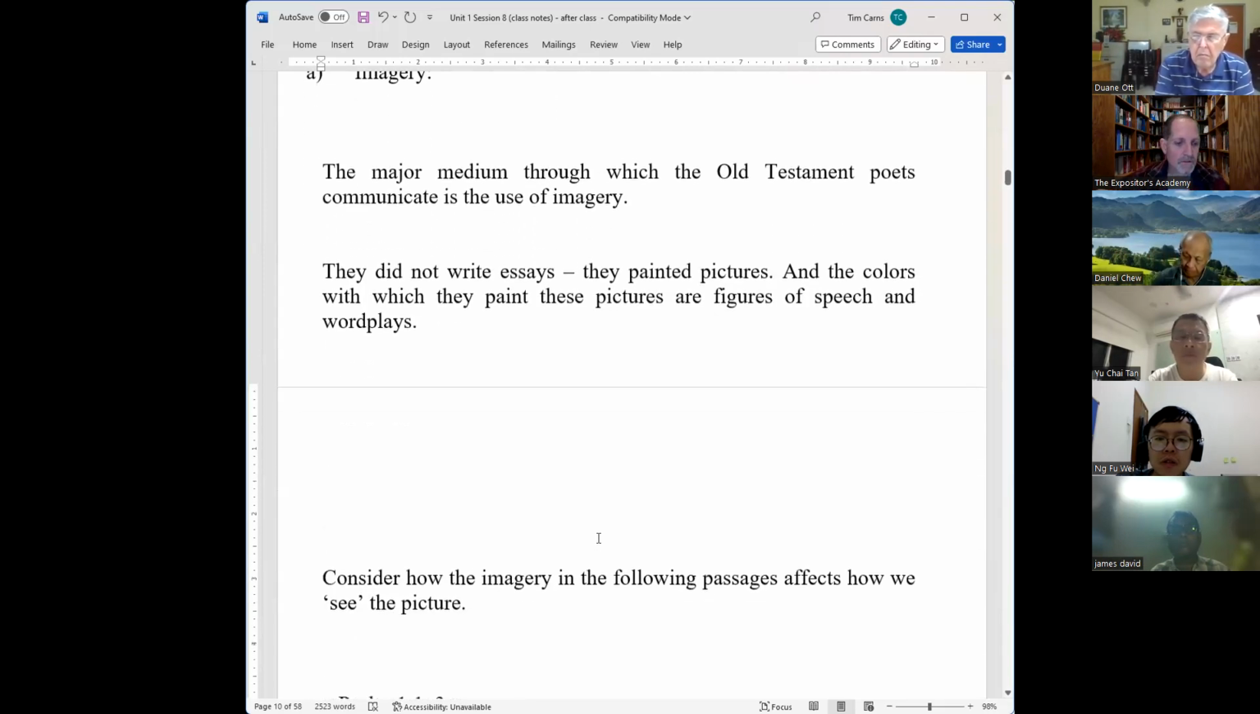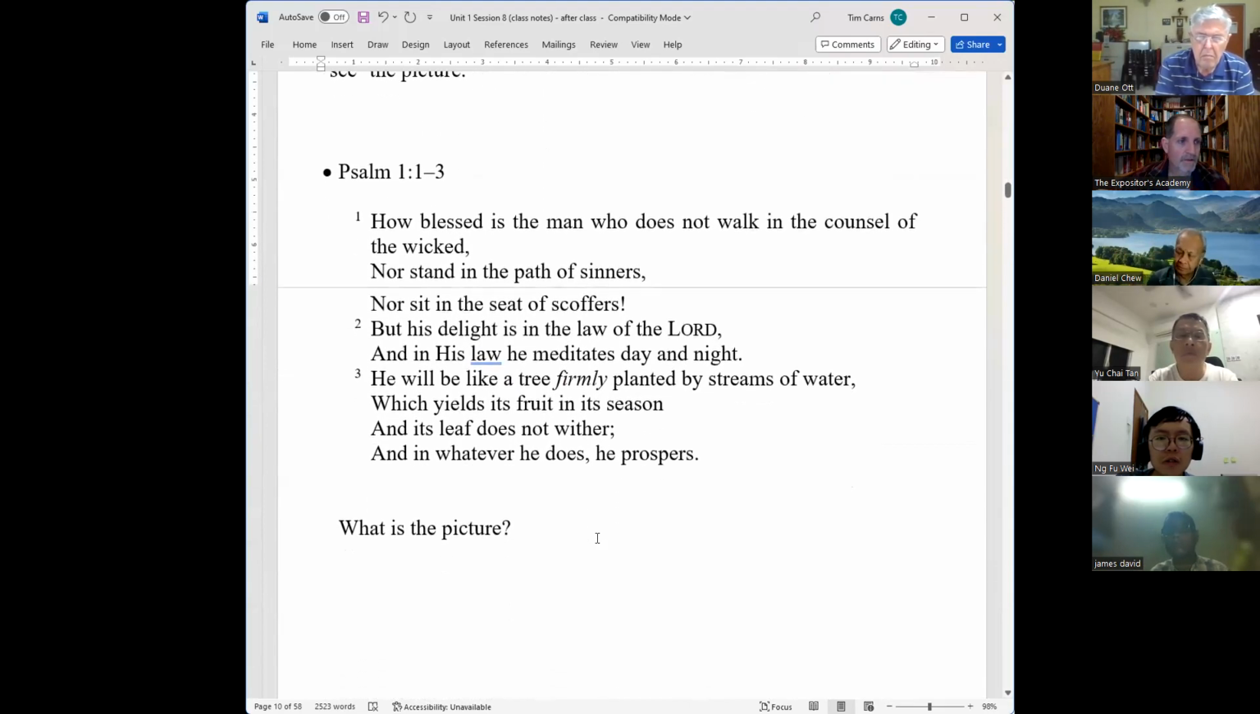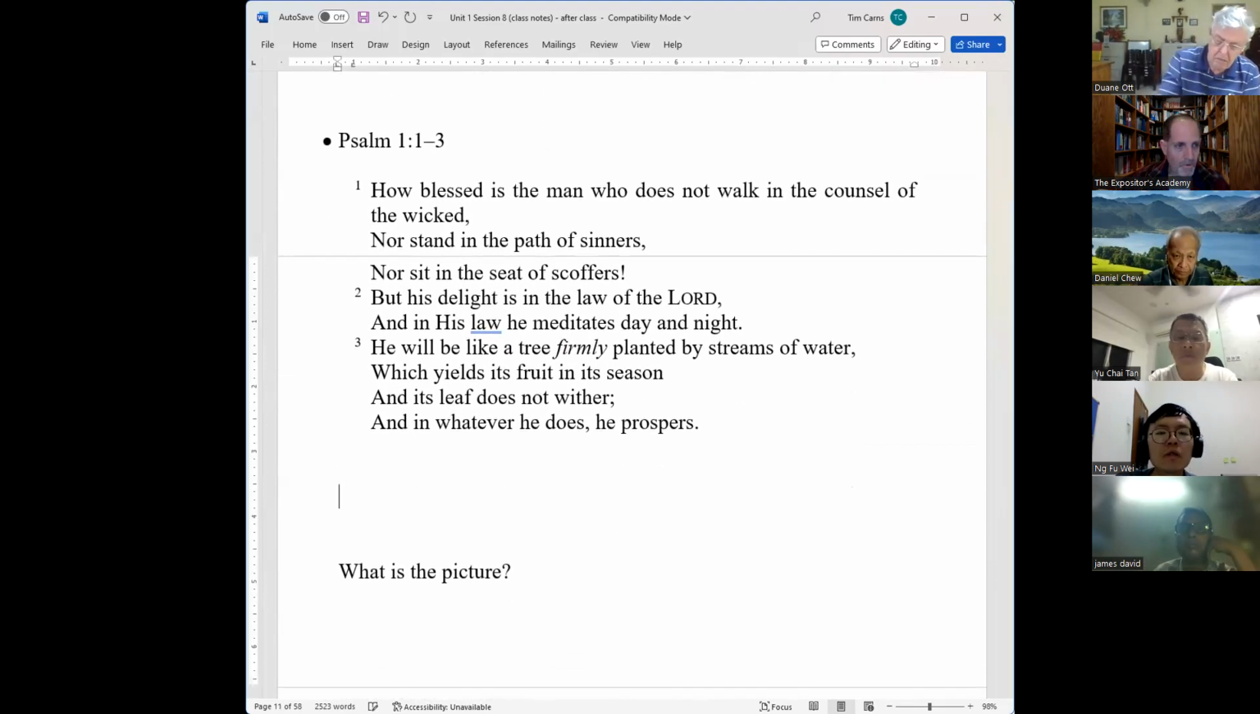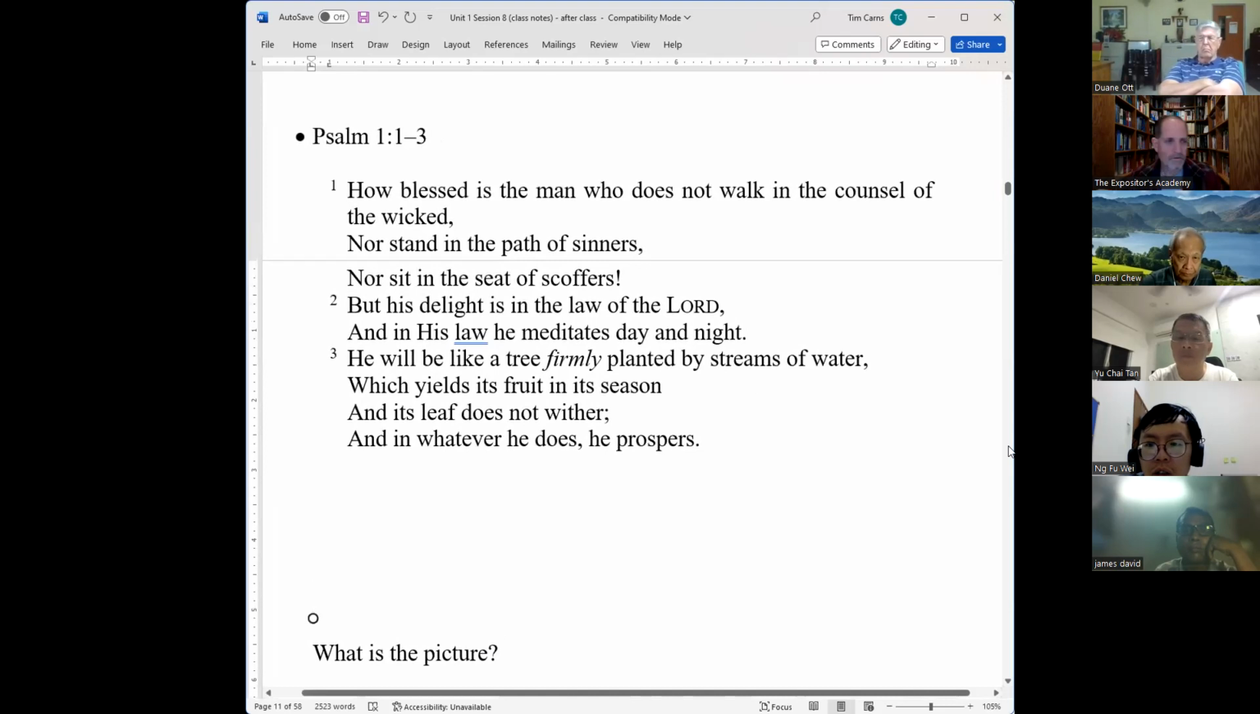Let's look at a couple of these passages together and consider. This is Psalm 1, verses 1 to 3. Shulang, can I ask you to read this passage?